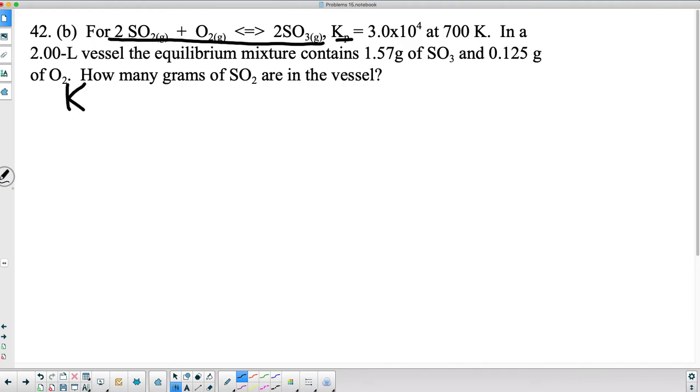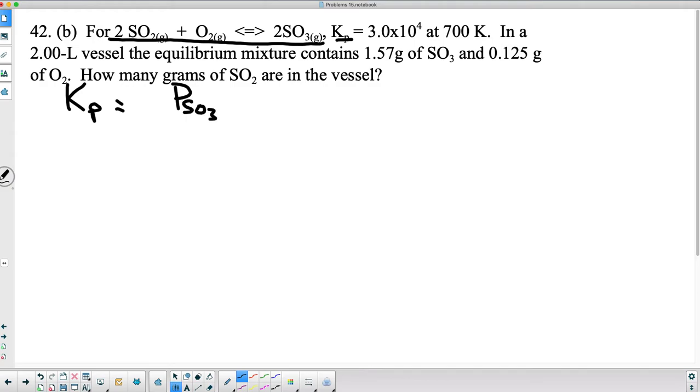Our Kp expression for this is going to look like we're going to do the same thing we did before, products over reactants, but this time not using the brackets to mean molarity. So this problem is different from 42a because we're not using the brackets and we're not using the molarity equation of moles over volume. So we're going to use a different equation. I'm going to show you what that is in 1 second. But let's write out the K expression for this, the equilibrium constant expression, which looks like this.